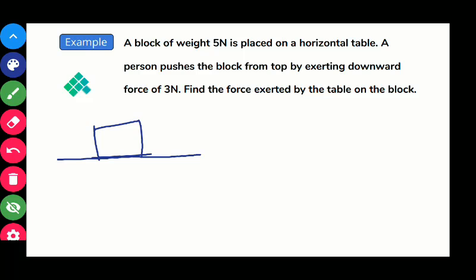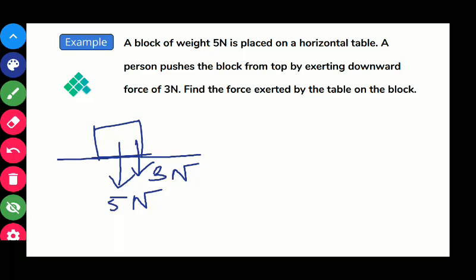Now weight will always act in the downward direction. That is having the weight of 5 Newton. A person pushes the block from the top by exerting a downward force of 3 Newton. Right? Now a person is applying a downward force of 3 Newton. In this case, the downward force is 3 Newton. Now find the force exerted by the table on the block. Now what will be the force exerted by the table on the block?